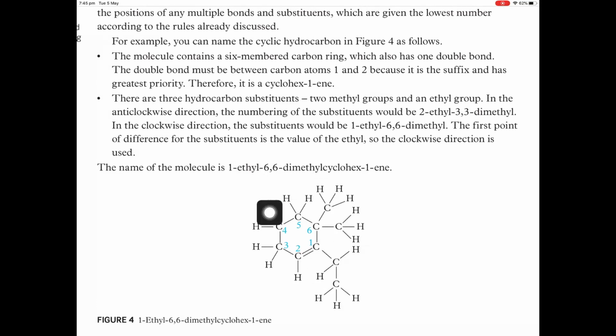So again, why is ethyl mentioned first? Because E for ethyl comes before M for methyl. And by the way, the multiplier di is not considered in the alphabetization. So if there's 2 ethyls, you just put the di there. So yeah, check out that one.